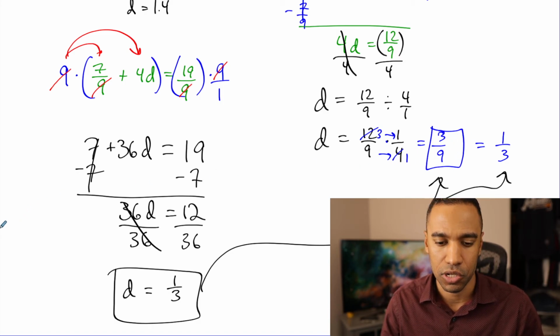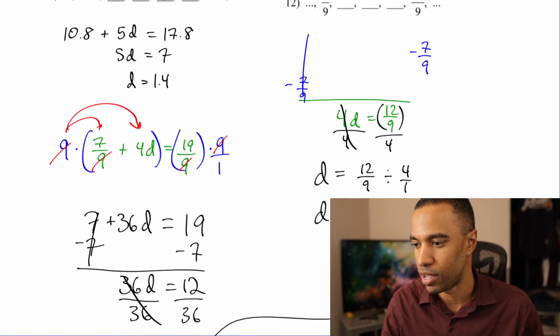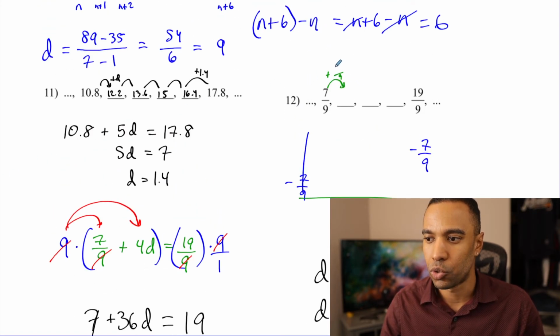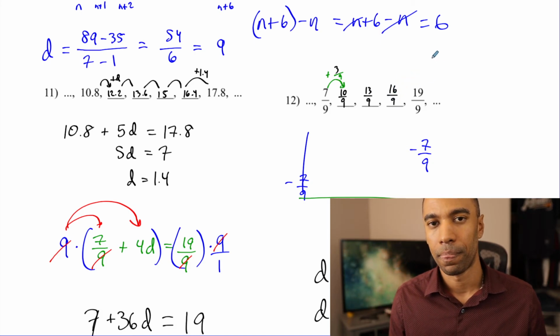Last thing I have to write in is just add those 3/9 over, and I'll be done within that 25-minute span, which is coming up right here. 7 ninths plus 3 ninths, common denominator, add the top, you get 10 over 9. Plus 3 ninths again, we get 13 ninths. Plus 3 ninths, we get 16 ninths. Plus 3 ninths, we get 19 ninths.